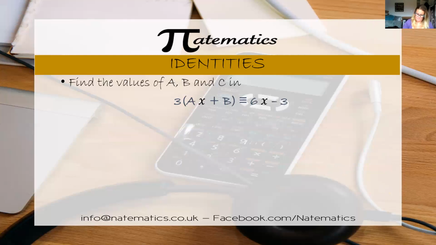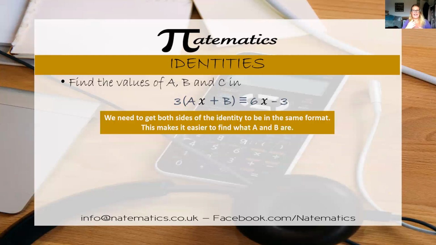So that's giving you an introduction to when X is a variable. With letters, we learn them in different stages, and it's about understanding the uses they have in different applications of maths. This is a really key thing to think about. So let's go back to our question. We need to get both sides of the identity to be in the same format. That's going to make it a lot easier for us to identify where A and B are. And again, ignore C. That was an example I was going to do, but I've now changed my mind.